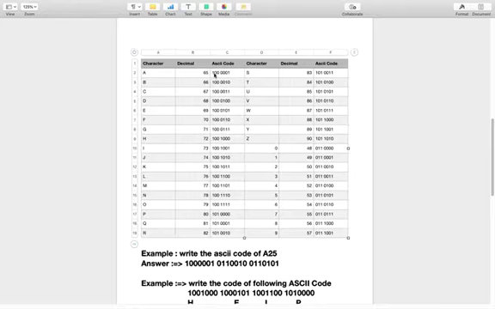Our first 3 digits are known as the zone bit and the last 4 digits are known as the digit bit. So how can we find this number? To do this, we find the binary number of 65, by repeatedly dividing by 2. The binary number of 65 gives this number. In the same way for B, which is 66, the binary number is this.